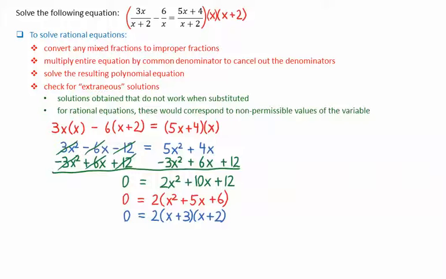We can then make each of those factors equal to 0. x plus 3 being 0 gives negative 3 for x, and x plus 2 equals 0 gives x equals negative 2. Note here, however, that we cannot have x equals negative 2. This corresponds to a non-permissible value since x plus 2 is one of the denominators. We then have the answer being only x equals negative 3.